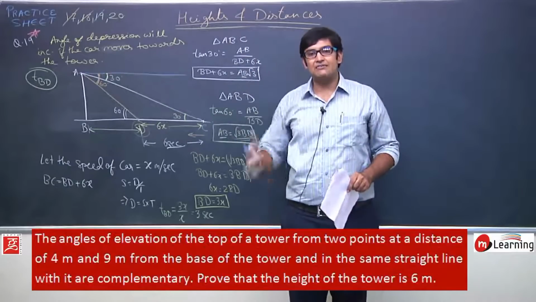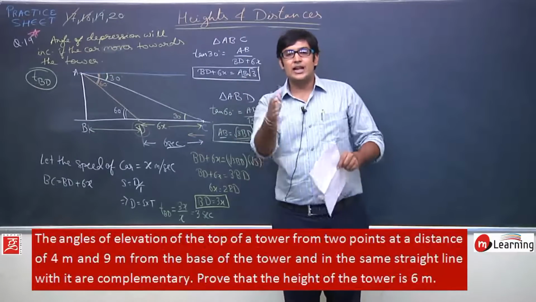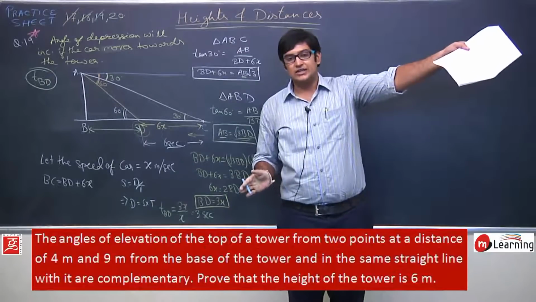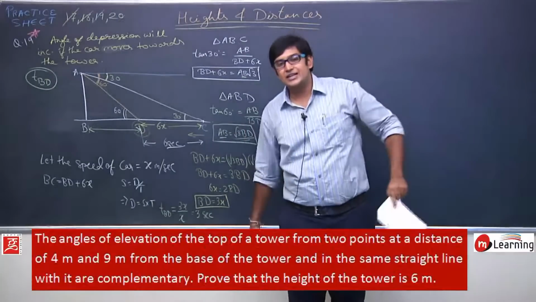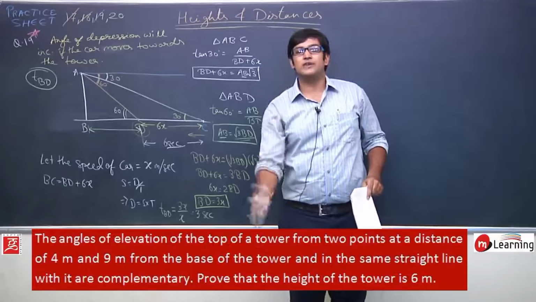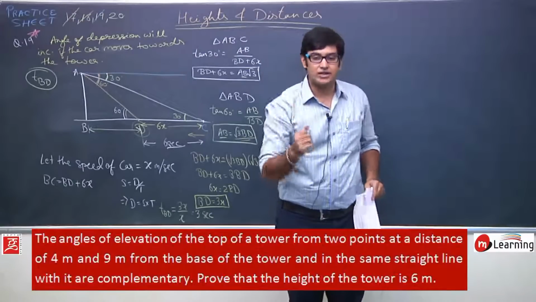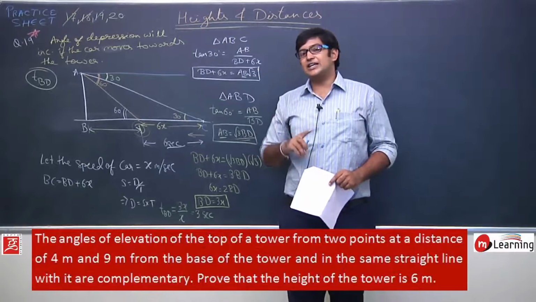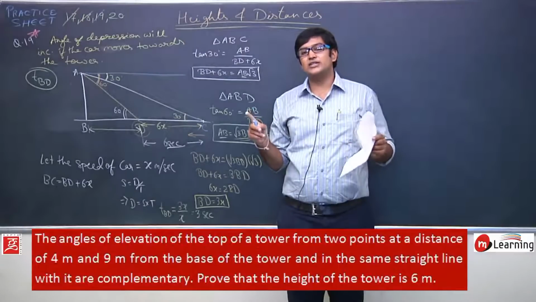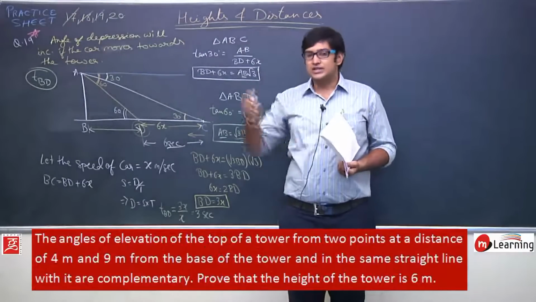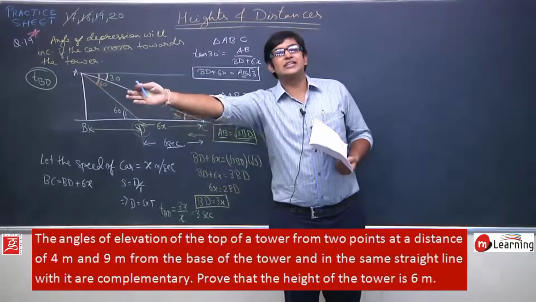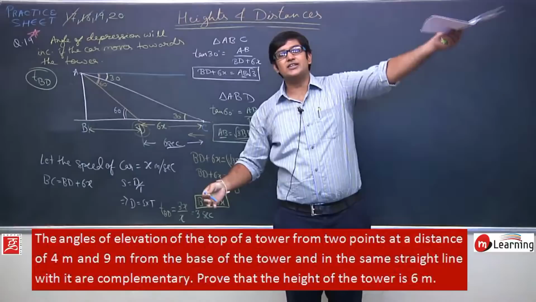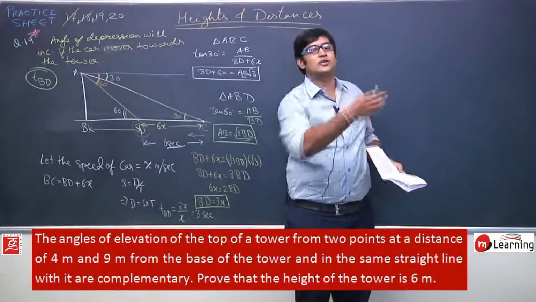Okay. For example, here is the tower, the 2 points lie on this line. It is not happening that the tower is here and one point is in this direction and another point is in this direction. It is not saying that. It is simply saying that on the same line there are 2 points. One is 4 meter away and another is 9 meter away from the foot of the tower. If it is not said that the 2 points are on the same straight line, what I can assume is this is the tower and one point lies in this direction 4 meter away from the foot of the tower, and another point is in this direction, that is 9 meter away from the foot of the tower.